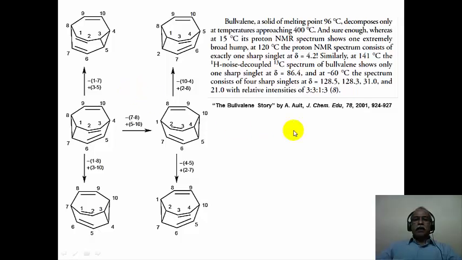There is a nice article in the Journal of Chemical Education by Ault. It is called the bullvalene story, and it makes very interesting reading to understand the 3,3 sigmatropic rearrangements that can take place in bullvalene. Now if you look at bullvalene rearrangement, every other product that is formed upon rearrangement is also a bullvalene. So this is considered to be a degenerate rearrangement.